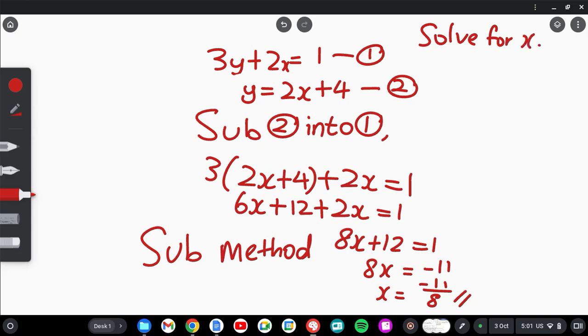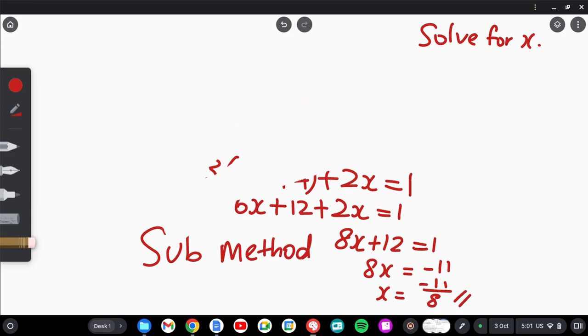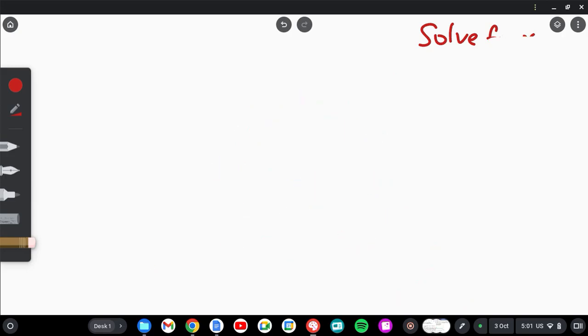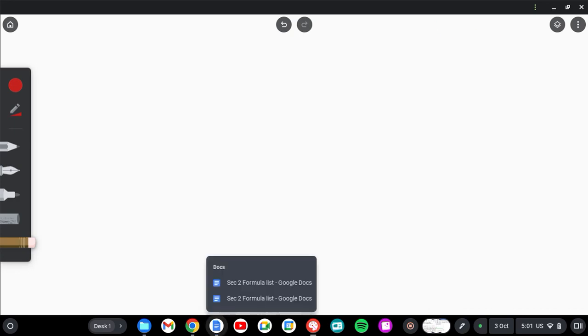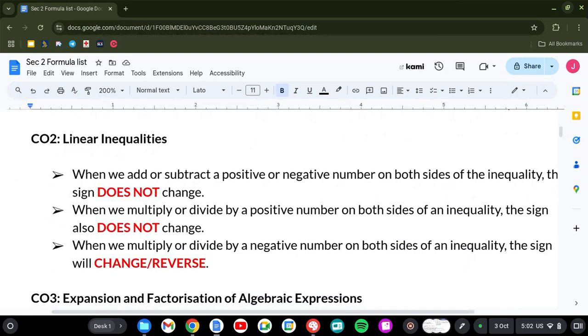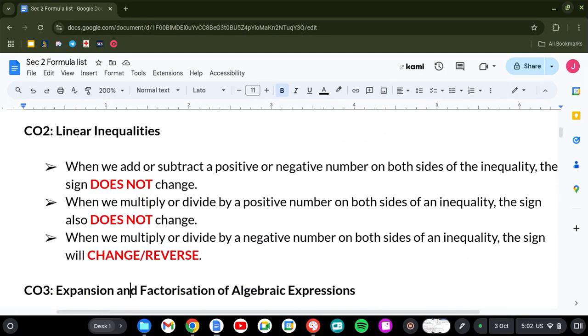Understand? Alright. So next one, I'm going to be moving on to chapter 2, which is linear inequality. So what is linear inequality? It's like this. When we add or subtract a positive or negative number on both sides, the sign does not change. So what does this mean is like this.